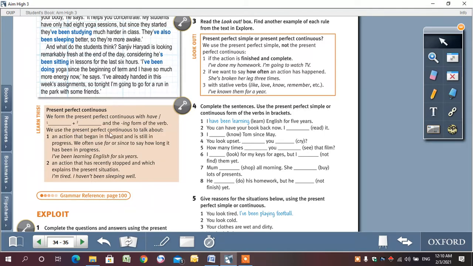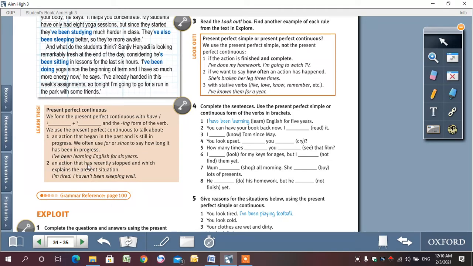We use the present perfect continuous to talk about, number one, an action that began in the past and is still in progress. We often use, again, for or since to say how long it has been in progress. So the guiding words for this tense are for and since.